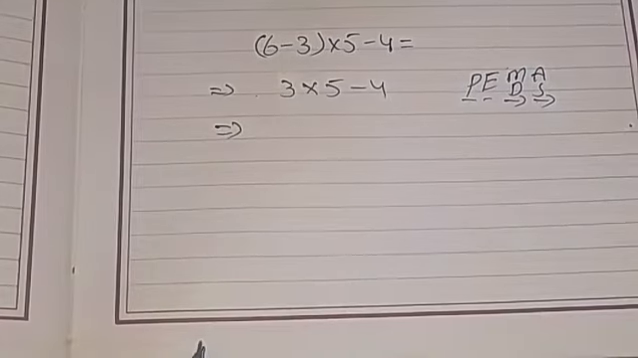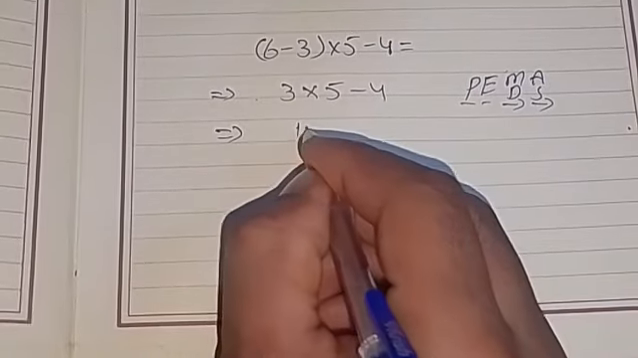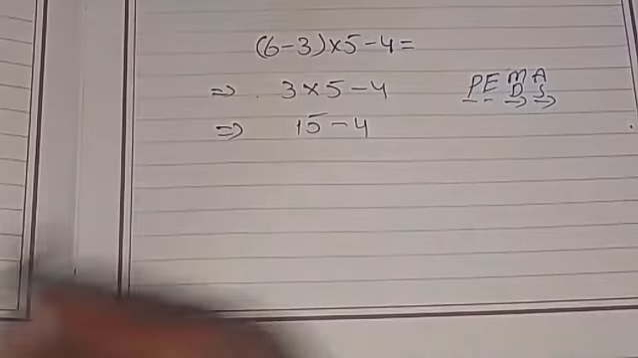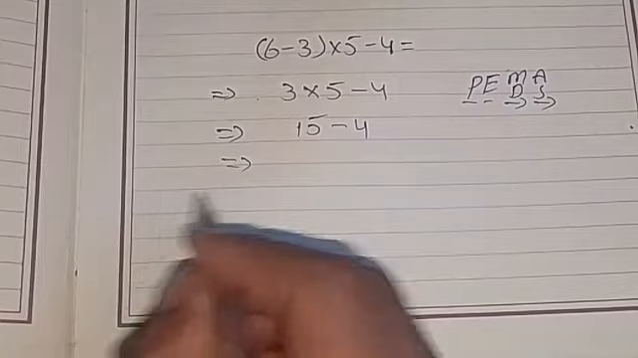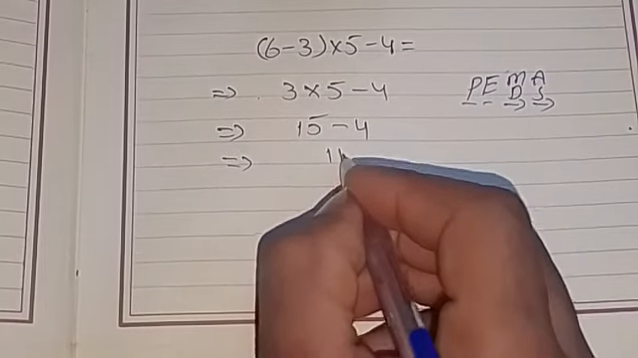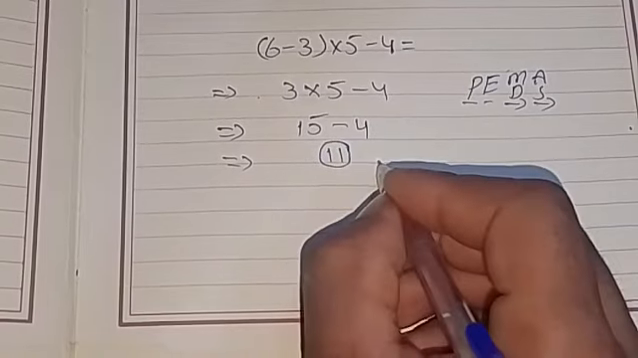3 times 5 gives us 15, minus 4, and now we solve subtraction. So 15 minus 4 gives us 11. So the final answer is 11.